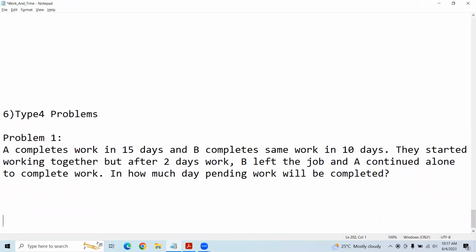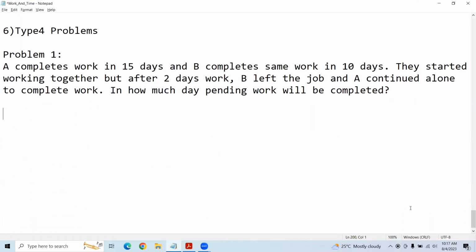So this is the problem. A completes work in 15 days and B completes the same work in 10 days. They started working together, and after 2 days, B left the job and A continued alone. So let's first find out the LCM of 10 and 15. The bigger number is 15, 15 ones are 15, 15 twos are 30. So LCM is 30. So total work is 30 mangoes.